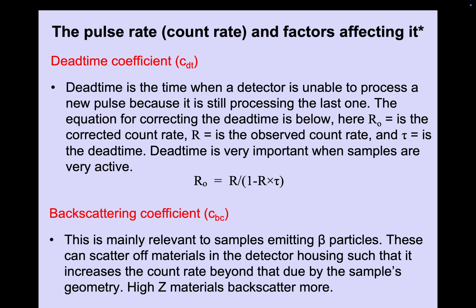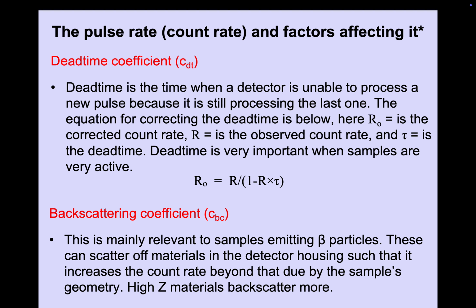The next thing that we have to consider for correcting our pulse rate is the dead time. And we do this by the dead time coefficient, C subscript dt. Now, the dead time is the time when the detector is unable to process a new pulse because it is still processing the last pulse that it received. Thus, the dead time is the minimum time that the detector needs to separate two radiation events, and thus for them to be recorded as two separate electrical pulses.